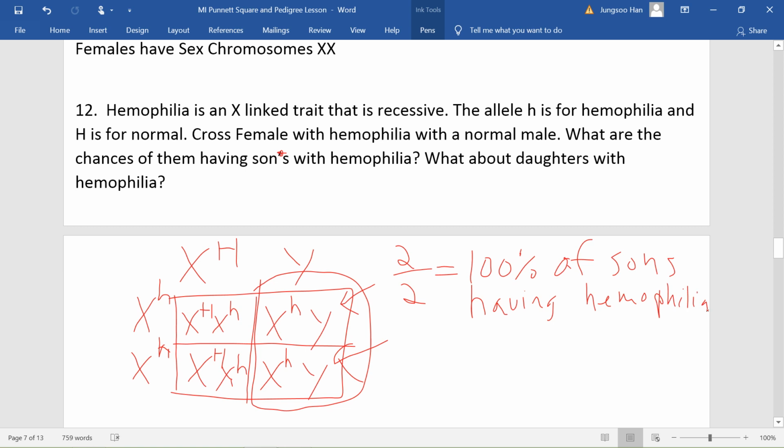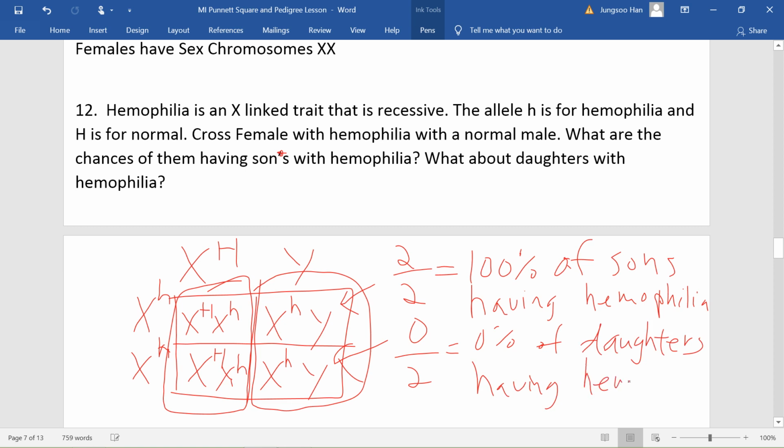For the daughters, the second part of the question asks, what about the daughters with hemophilia? The daughters are on this side, right there. Those two are X big H, X little h. Since hemophilia is recessive, they have to be X little h, X little h for the daughters to have hemophilia. None of them are like that, so 0 out of 2, which is a 0% chance of daughters having hemophilia.